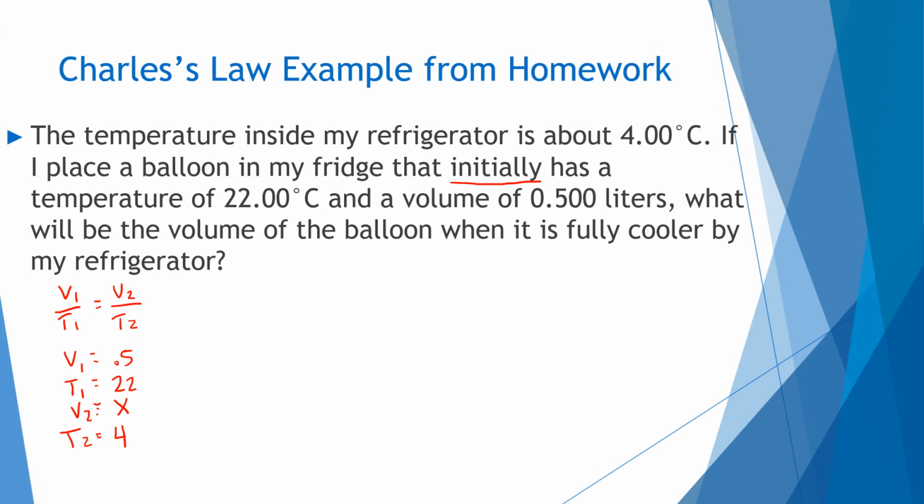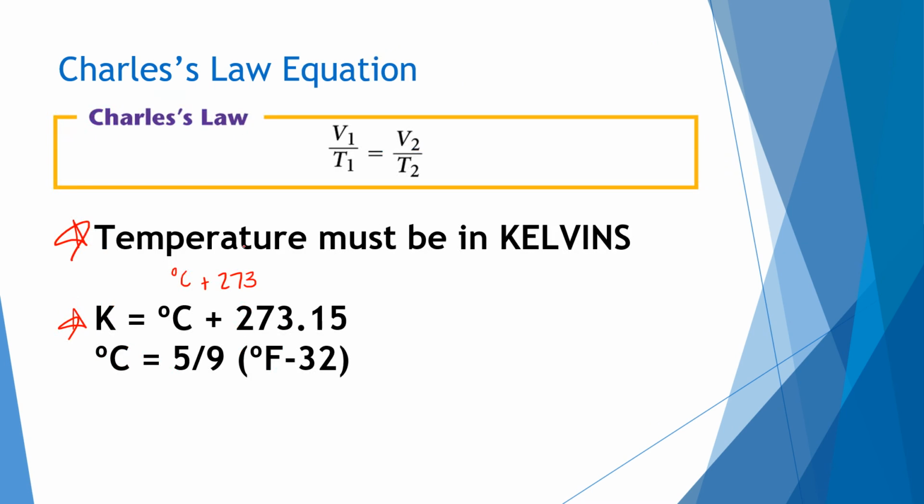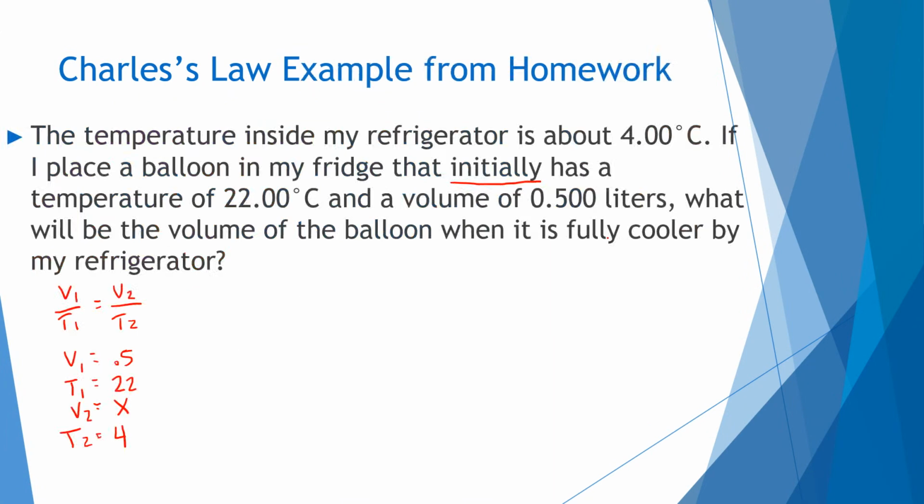Now, oftentimes people take these and then they try to solve, but just like we stated on the previous slide, the temperature must be in kelvins. If we look at this problem, our temperature is in degrees Celsius. So what we're going to do is add 273.15 to each of these in order to change my degrees Celsius into Kelvin. So we get our initial temp as 295.15, and then we get our final temp as 277.15.